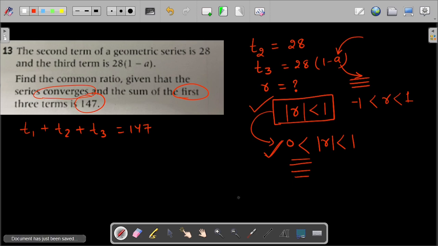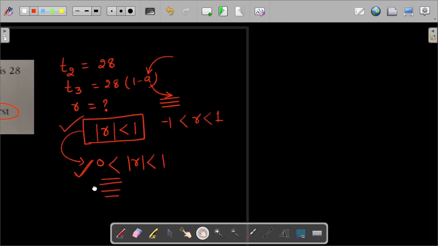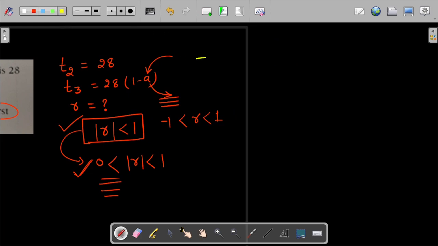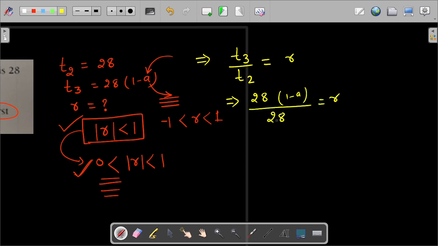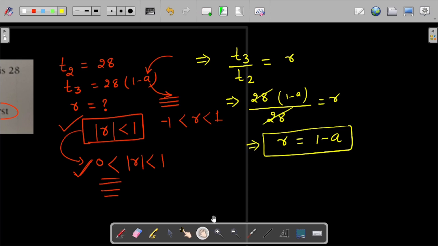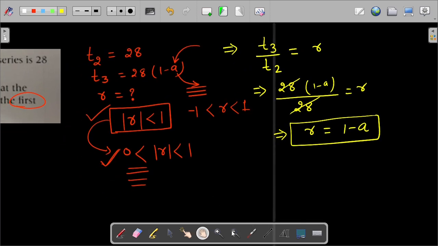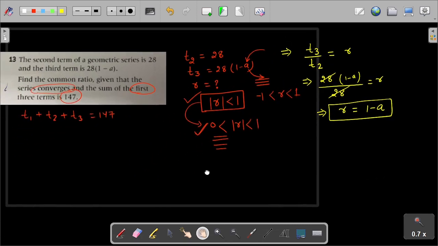So how can we solve this? First of all, if we divide T3 by T2, we will get the common ratio r. That's simple. T3 is 28(1 − a) upon T2, which is 28, equals r. So this 28 will cancel out, and we get the expression for r as 1 − a. But we have to find a, where a is not the first term. We can't take by our own choice that it's the first term. So how will this be solved?